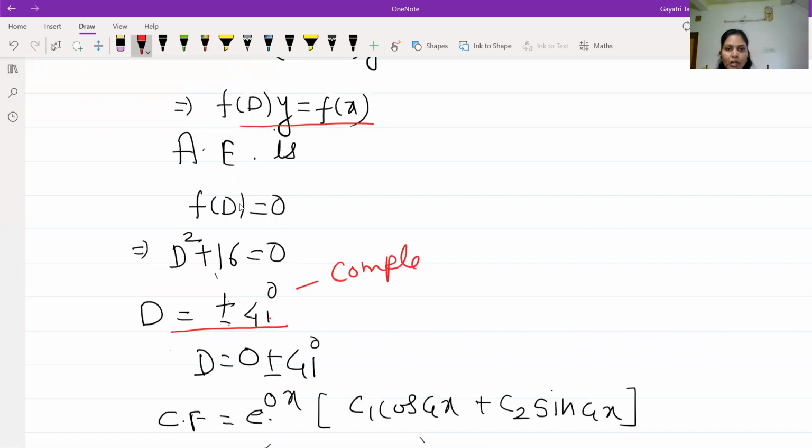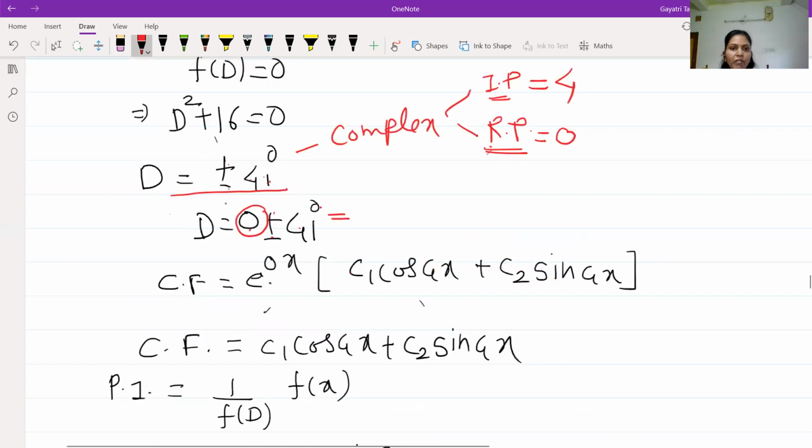Now notice that 4i is a complex number. For a complex number, I need the imaginary part as well as the real part. What is meant by the imaginary part? It is the coefficient of i, that is 4. But there is no real part. Plus minus 4i can be written as 0 plus minus 4i, so the value of the real part is nothing but 0.